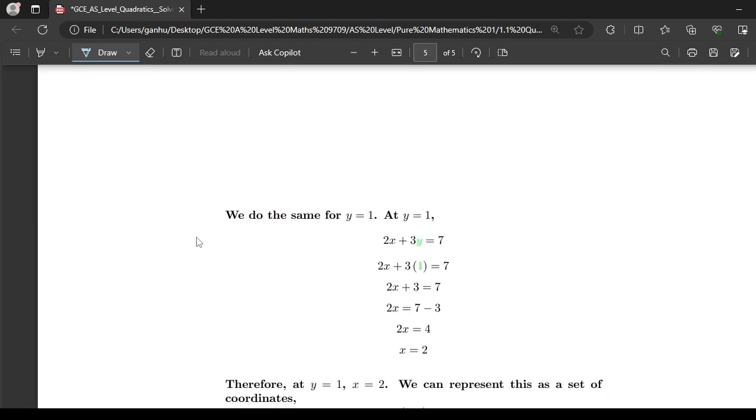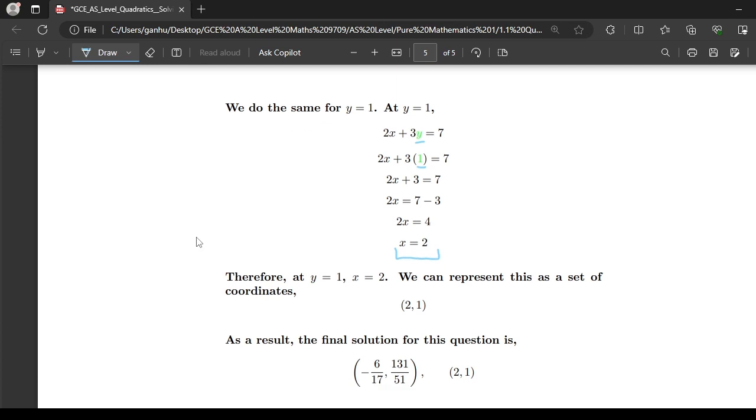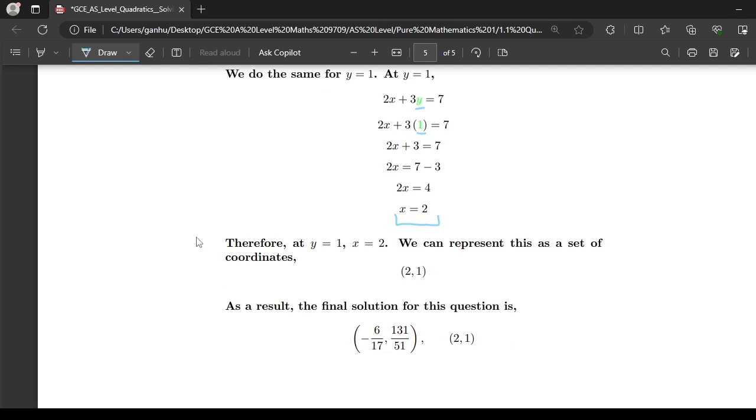Now we do the same for when y is equal to 1. We go to our linear equation and where there's a y, we substitute y with 1 and we simplify and get x is equal to 2. So we can represent this as a set of coordinates. X is 2 and y is 1. So that means our final answer will be 2 sets of coordinates. So that is how you solve simultaneous equations.